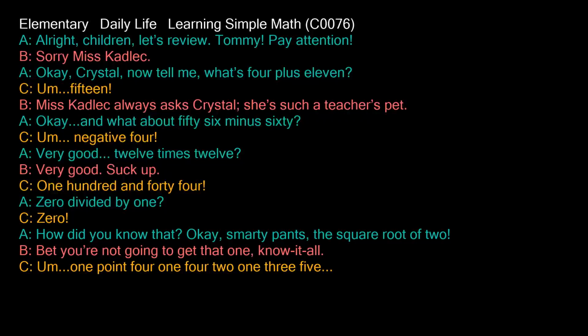Now, the opposite of multiplication is division. In our dialogue, the teacher said 0 divided by 1. Any number divided by 0 is 0. Let's give another example. 15 divided by 3 equals 5. Exactly. Divided by. Very good.